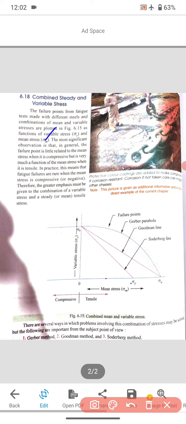Therefore, greater emphasis must be given to the combination of variable stress and steady tensile stress. That's why the trio, the Soderberg, Goodman and Gerber, give importance to plotting the graph against the tensile region only.